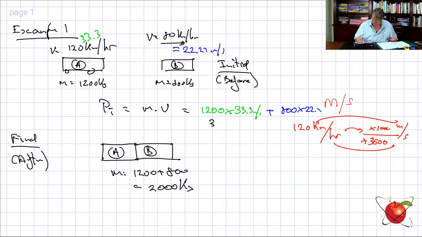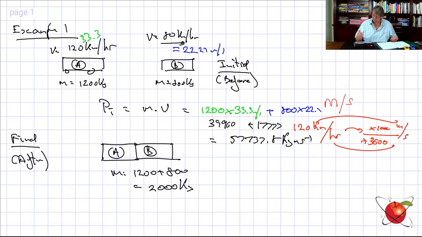39,960 plus 17,777. Okay, when you do it, you've got a calculator. I'm just rounding stuff, and we get 57,737.8, and my units are kilogram meters per second, right?